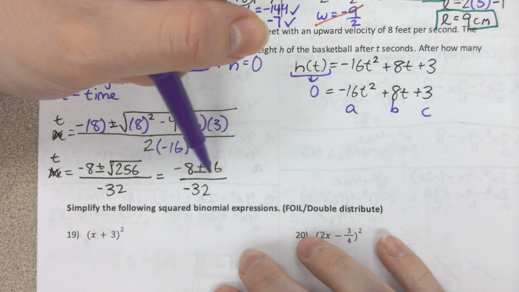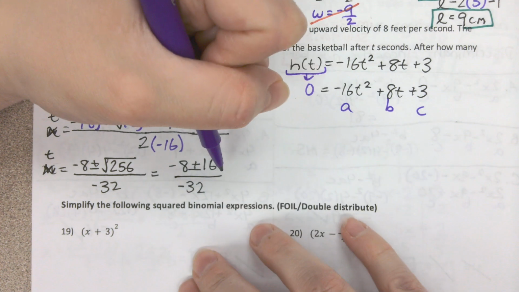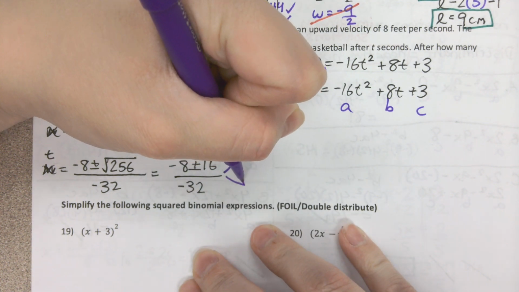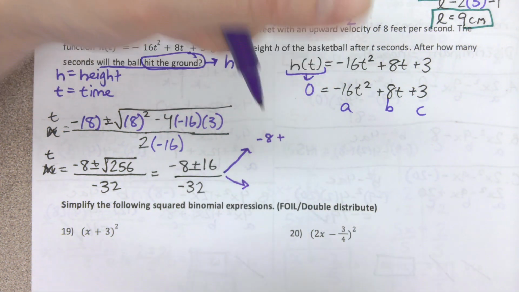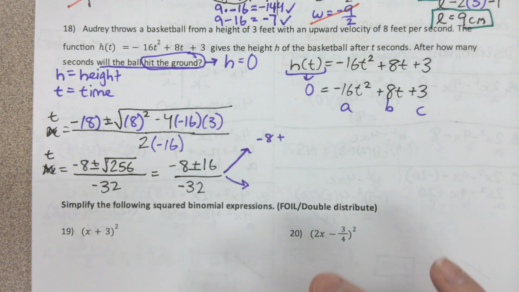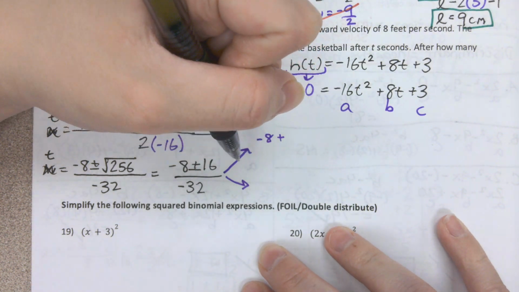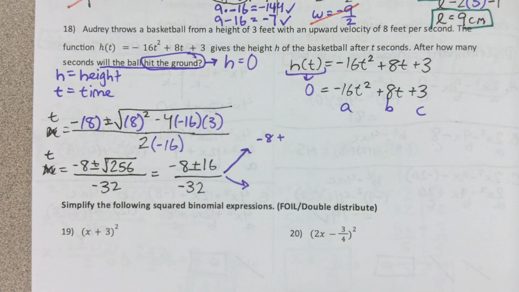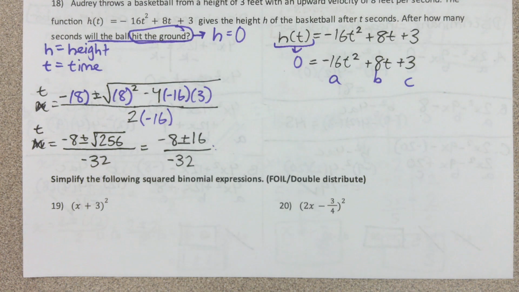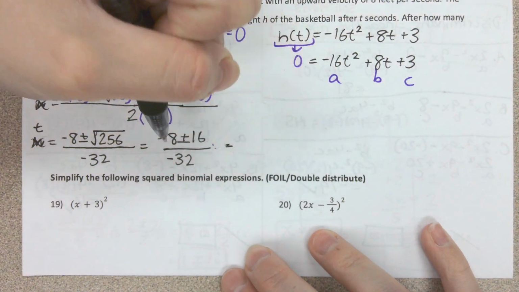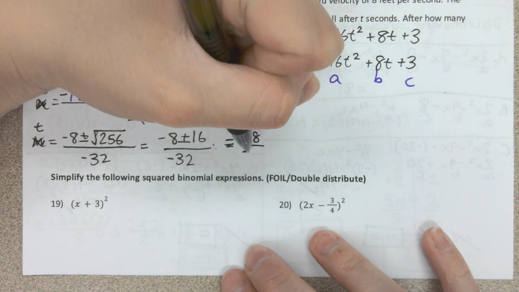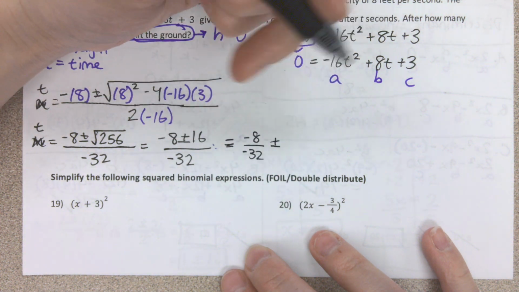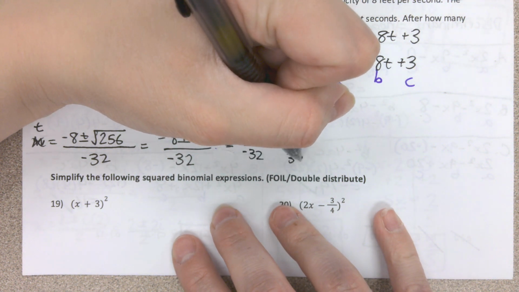Now I can split this up into two fractions. I've only got one thing in each spot. We have negative 8 plus, or sorry, I'm getting ahead of myself. Let me wipe this out. Give me just a sec. All right, we're back. So I got ahead of myself. I said one thing and then did another. Let's separate this into two fractions first. Negative 8 over negative 32 plus or minus 16 over 32.